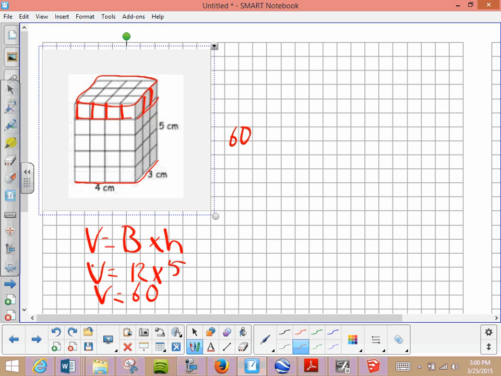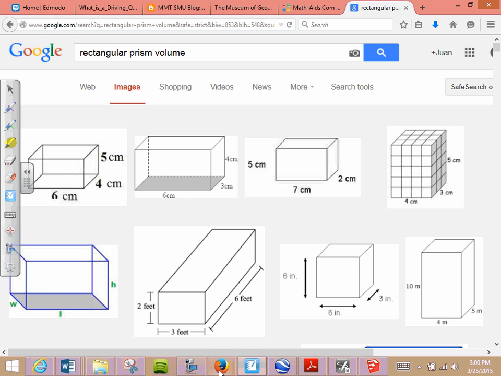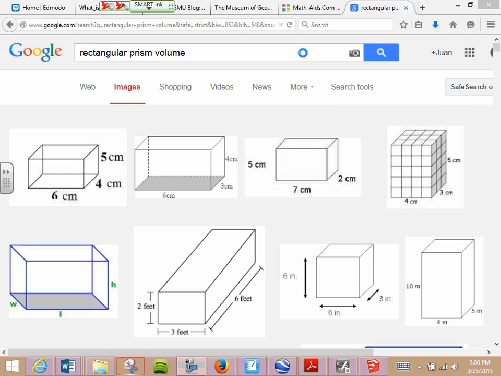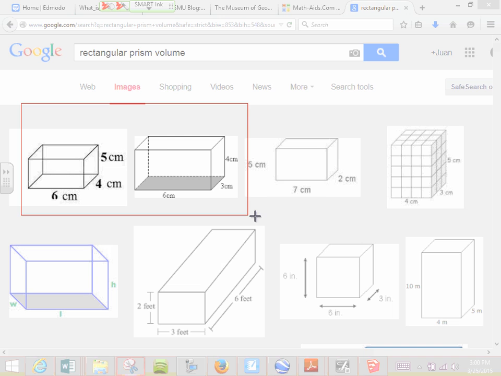60 cubic centimeters, right? And we say cubic because we're counting cubes now. We're no longer counting squares. We're counting how many cubes you can find in the shape. So using the same idea, let's go to these right here and find the volume of those 3 shapes.